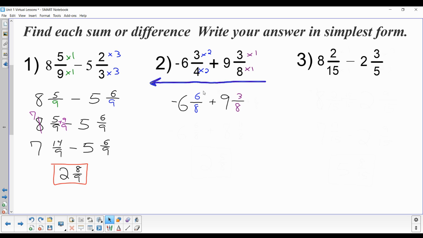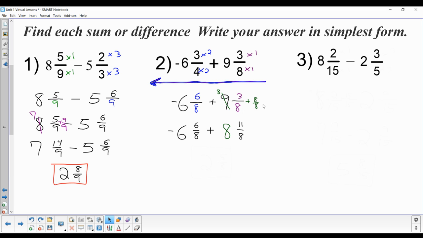So when I try to do 3 minus 6, I can't. The 3 is too small. We're going to have to borrow. We'll borrow from the 9. It'll become an 8. We borrowed 1 whole because 9 minus 1 is 8. That 8 should have a denominator of 8. So we're going to add in 8/8. That gives us 3 plus 8 is 11. Denominator stays the same. We'll bring down our new whole number of 8. And the other fraction we can just copy.